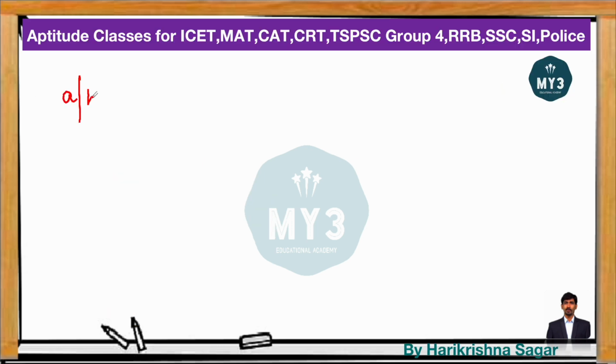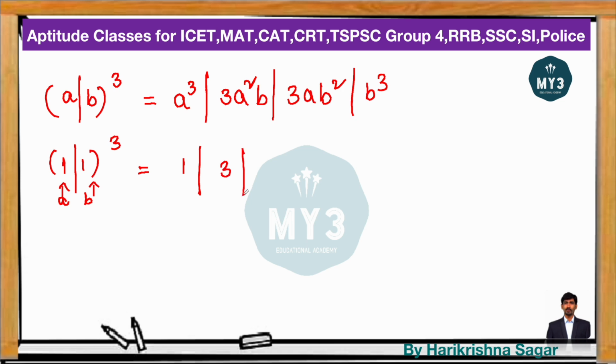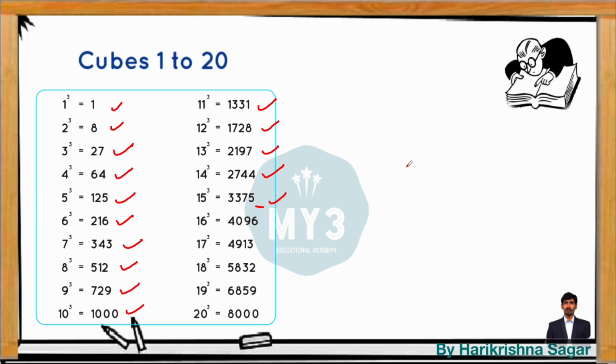You can just use a simple trick to find out the cube of a number, that is (a plus b) whole cube. (a plus b) whole cube is a cube plus 3a square b plus 3ab square plus b cube. What I am doing here is finding the cube of a number. For example, 11 cube. I am treating a value as 1 and b value as 1 and applying the formula. A cube is nothing but 1 cube, which is equal to 1. 3a square b means 3 times 1 into 1, which is 3. 3ab square means 3 times 1 into 1, which is 3. And b cube means 1 cube, which is equal to 1. Finally, your answer is 1331, and that is what you are able to see here. 11 cube is 1331. Very important number.